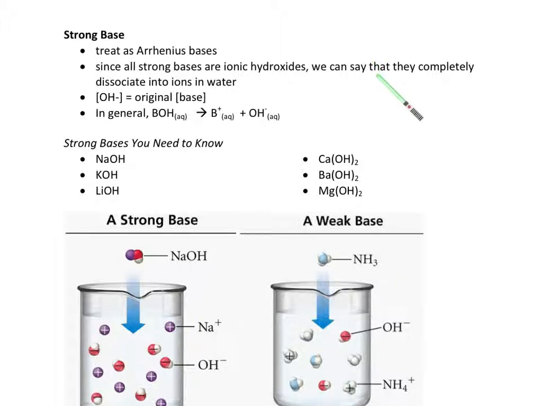And in fact, they're strong bases, so we can say that they will completely dissociate and produce OH minus in solution. And so just like a strong acid, we can calculate the concentration of OH minus from the original concentration of the strong base. So if I had a 1 molar solution of NaOH, then the concentration of OH minus ions in that solution would be 1 mole per liter.